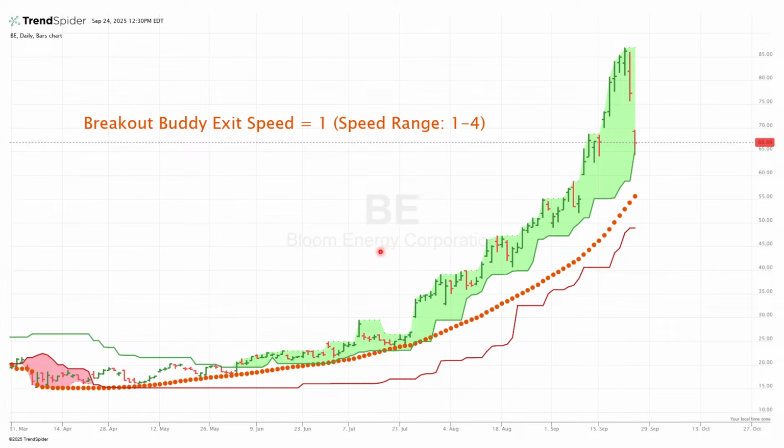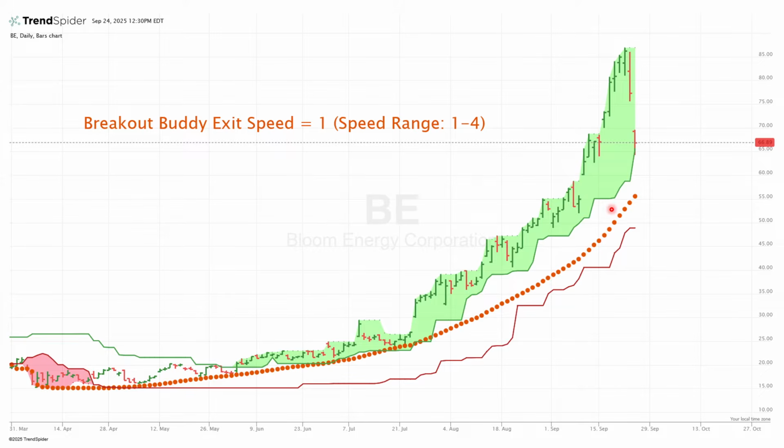So this is still Bloom Energy daily data. We have the green channel identifying the Breakout Buddy, and we've combined that with the red dots, which are the Parabolic Accelerating Long Stop. In this case, the parameters are slightly different than the standalone PALS exit because I wanted to combine the two indicators. You can see that the indicator picked up this absolute low, the move here, and has been moving very slowly, following this trend very nicely, and has done a pretty good job of keeping you in the trend.